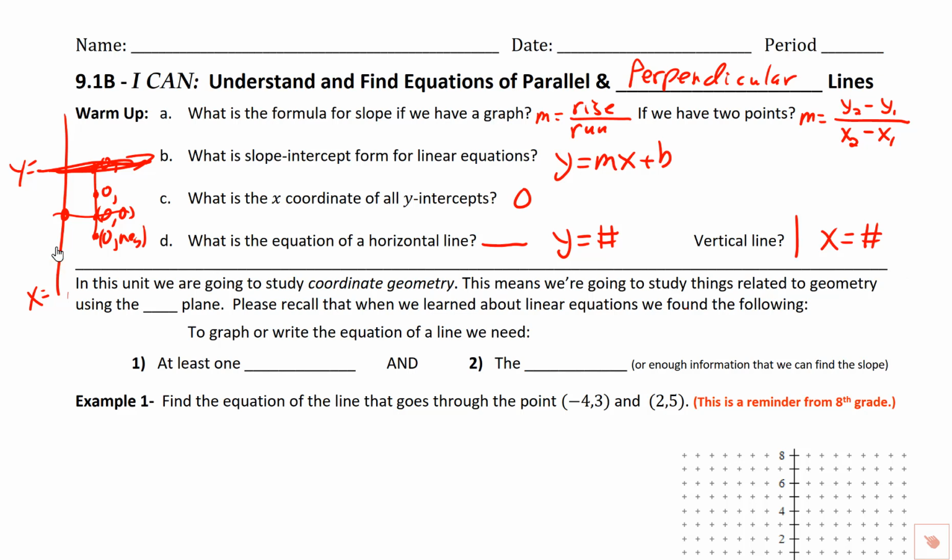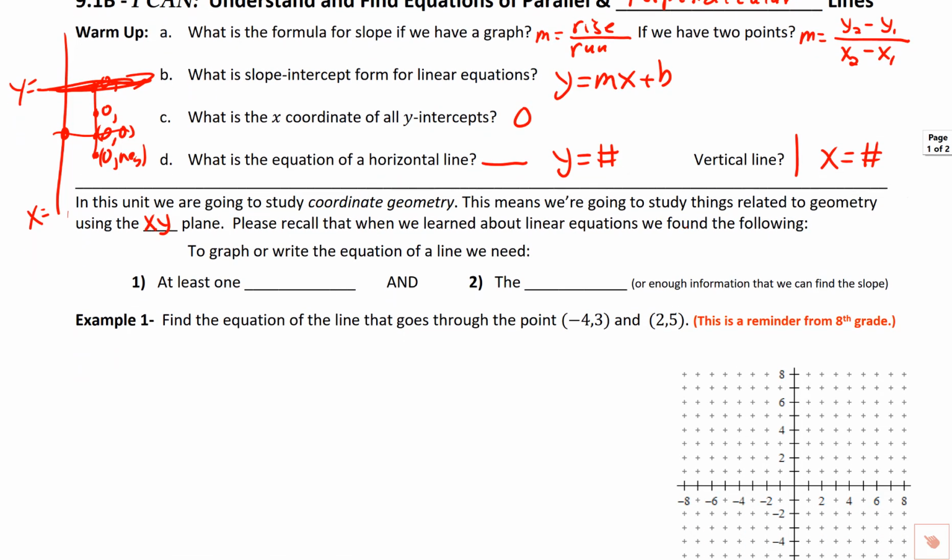Now in this unit, we're going to study something called coordinate geometry. And that's just a fancy way of saying that we're going to study some geometry and some types of things that happen in geometry on the xy plane. So we all know what the xy plane is. We're going to start off with this right here.